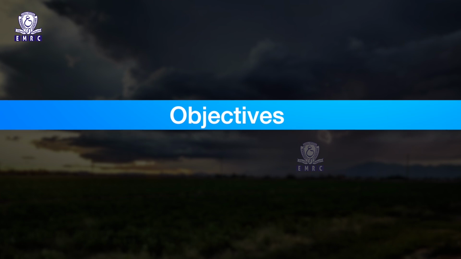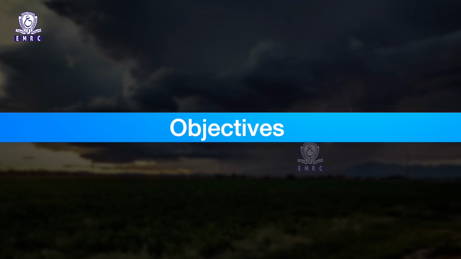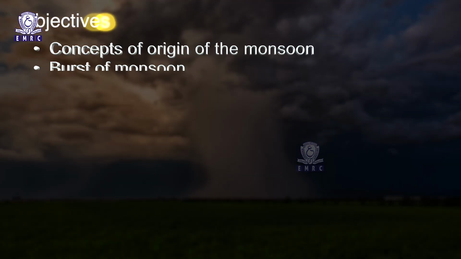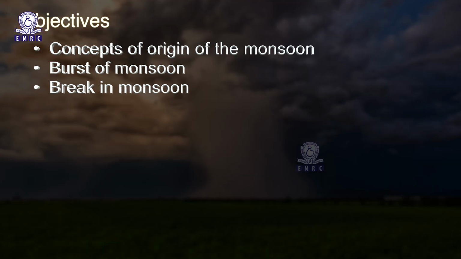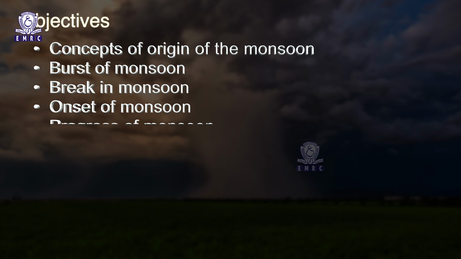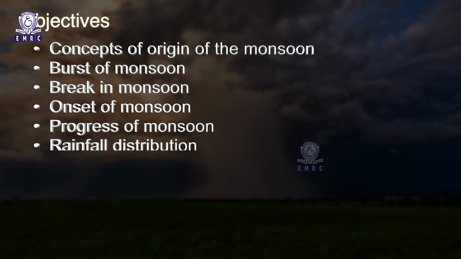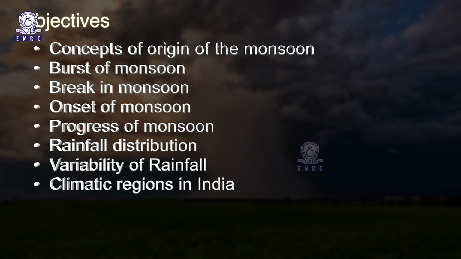Today we'll be learning about Indian monsoons. Monsoons are a complex meteorological phenomenon. Experts of meteorology have developed a number of concepts about the origin of monsoons. In today's class, we'll learn about the concept of origin of monsoons, burst of monsoon, break in the monsoon, onset of monsoon, progress of monsoon, rainfall distribution, variability of rainfall, and the climatic regions in India.